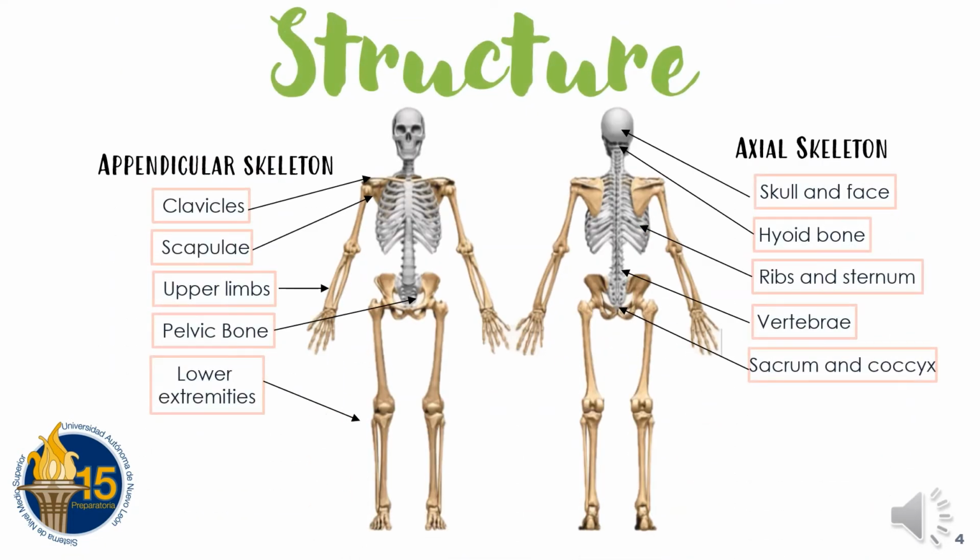The structure of the skeletal system is divided into 2 regions, appendicular and axial. The first one is composed of 126 bones. In this region are included bones like extremities, clavicles, and pelvic bone, besides others. Then we have the axial skeleton, which is composed of 80 bones. The skull, face, and ribs are examples of bones that compose this region.